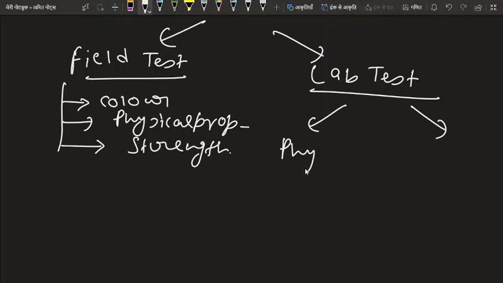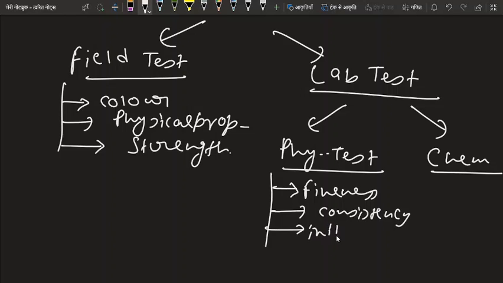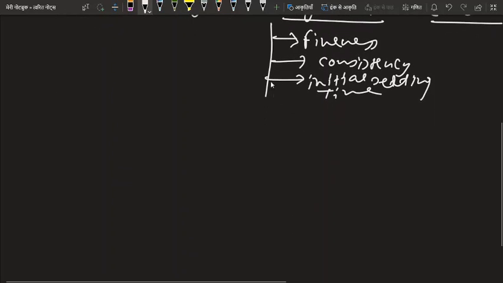Physical test of cement and chemical test of cement. In the physical test of cement, we do the fineness test, the consistency test, the initial setting time test, which is most important, and the final setting time test, of course.